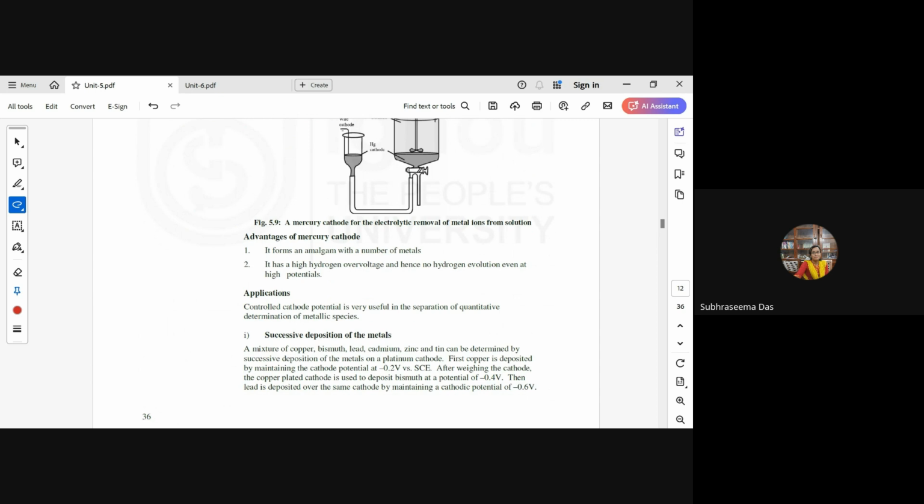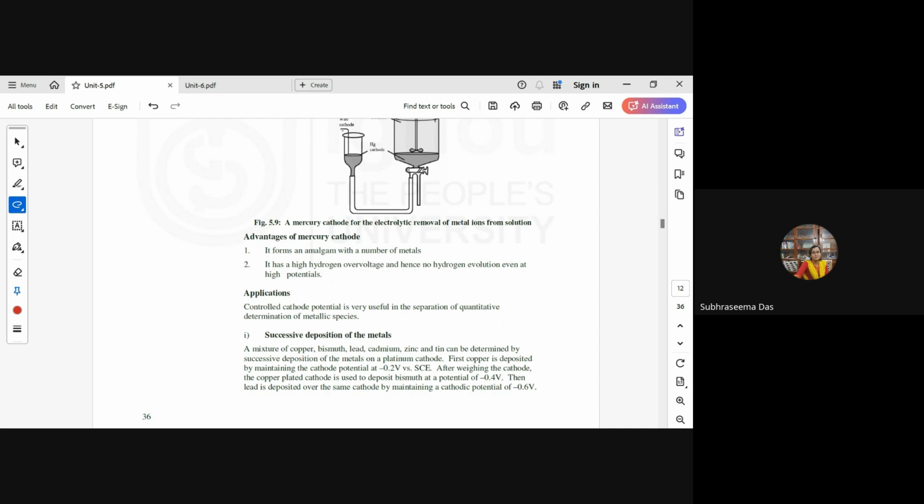So the advantage of using a mercury cathode is that it forms an amalgam with a number of metals. And since it has a high hydrogen overvoltage, the chance of evolution of hydrogen gas is totally neglected, even at very high potentials.